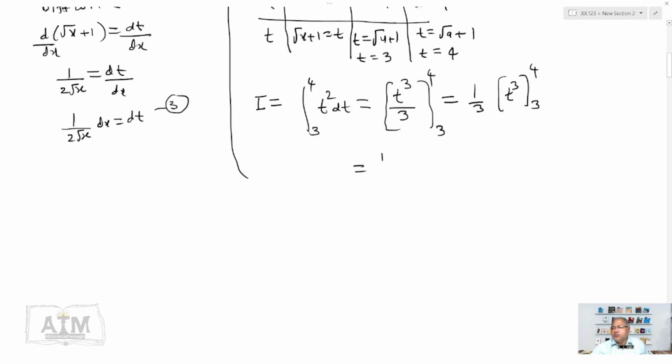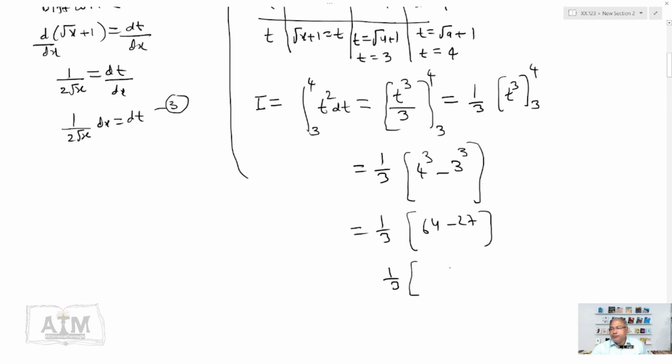This is equal to 1 upon 3, here is 4 cube minus 3 cube, upper limit minus lower limit. So 1 upon 3, here is 64 minus 27. So 1 upon 3, here is 37. So that is equal to 37 upon 3, which is the required solution.